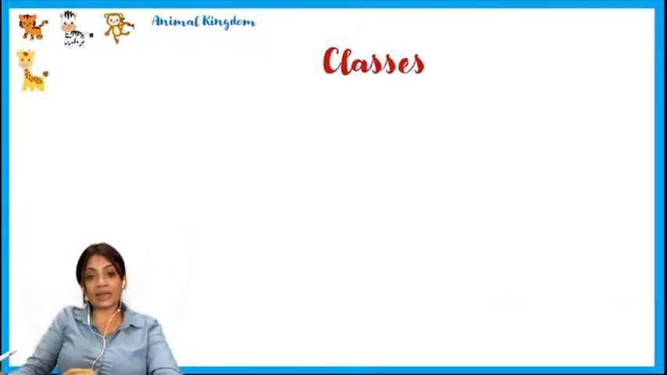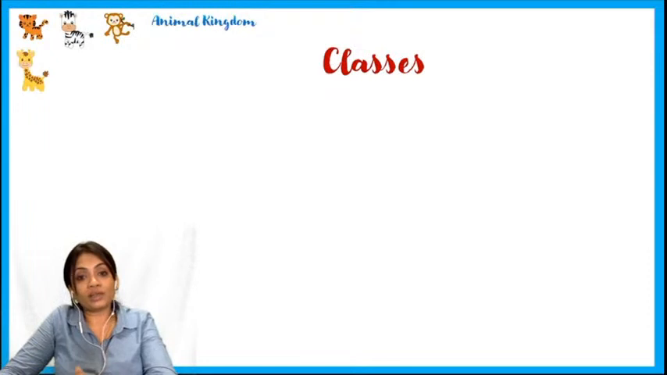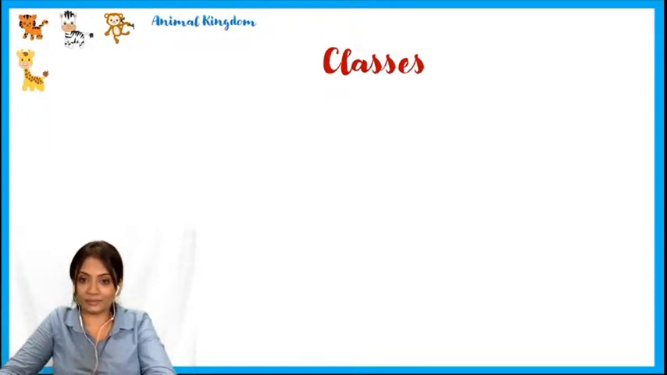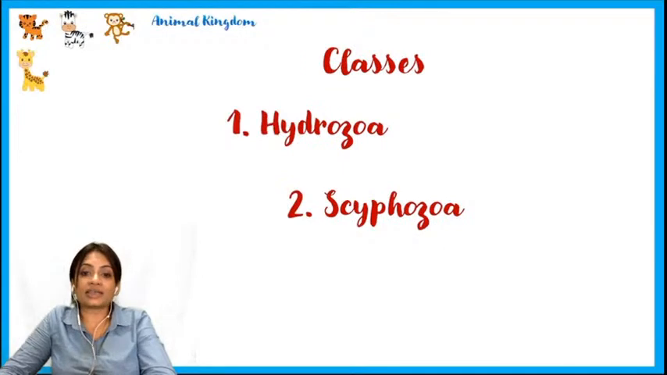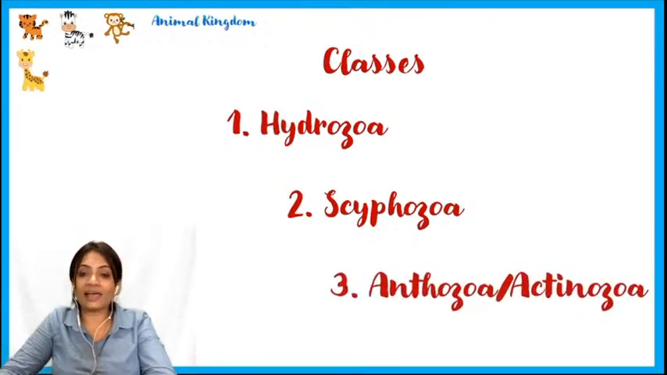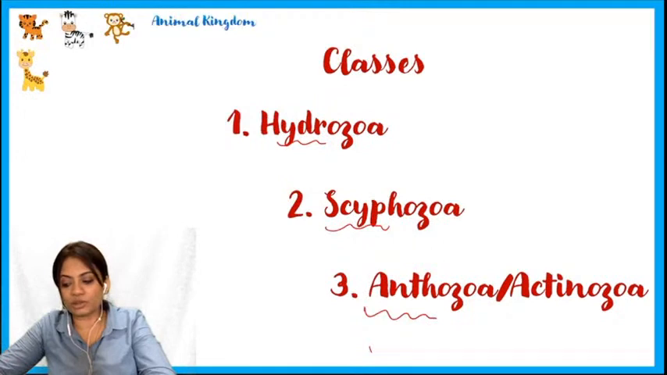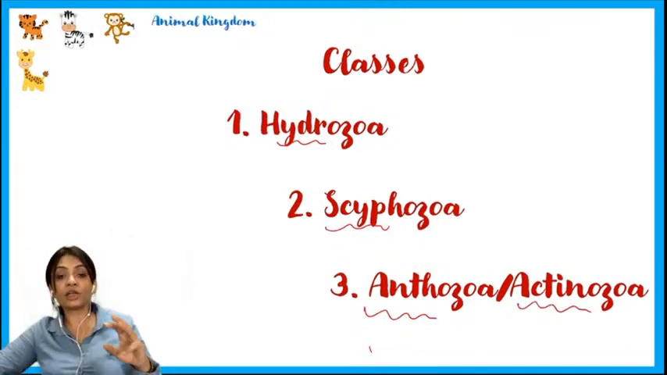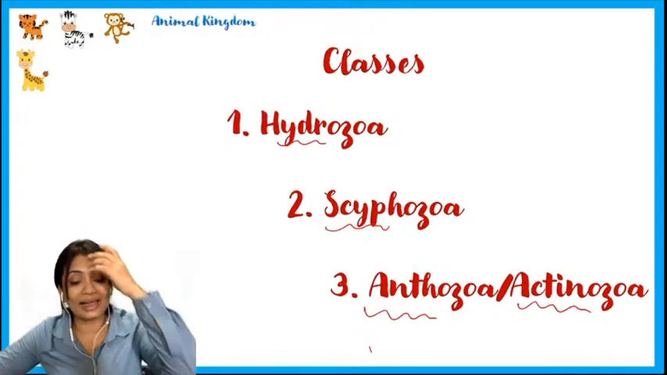Alright, now that we're talking about the phylum Cnidaria, and once we have done the general characteristics, let us begin by seeing what the different classes found in this phylum are. The first class seen here is Hydrozoa, the second is Scyphozoa, and the third is Anthozoa. Anthozoa may also be called Actinozoa. So basically, we remember that there are three classes: Hydrozoa, Scyphozoa, and Anthozoa.